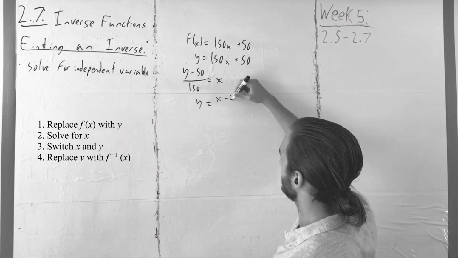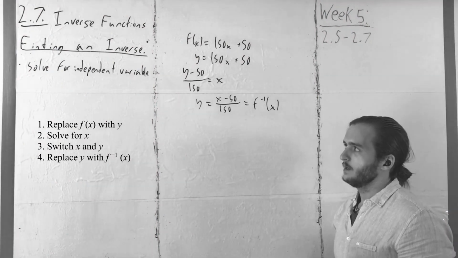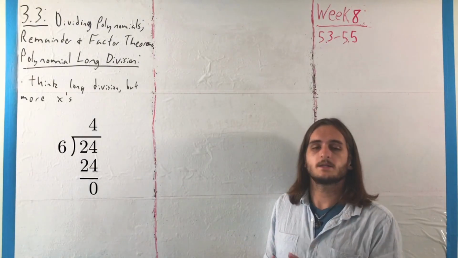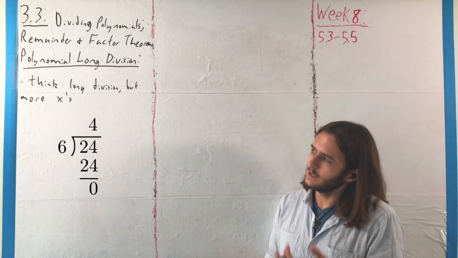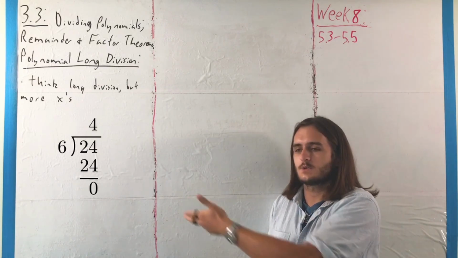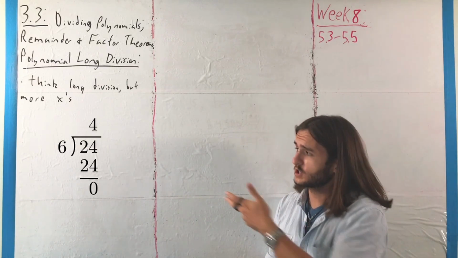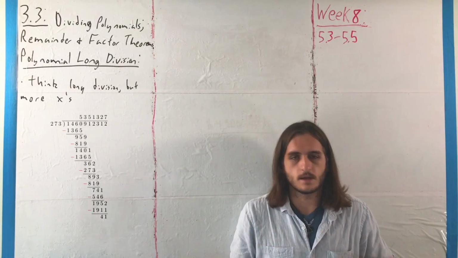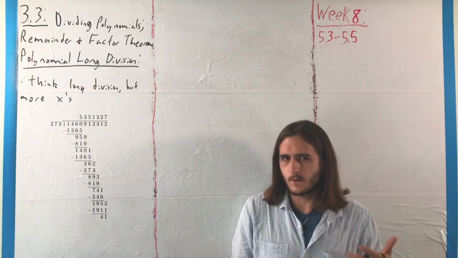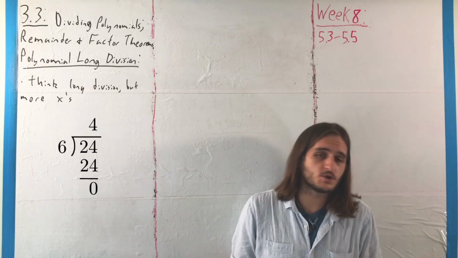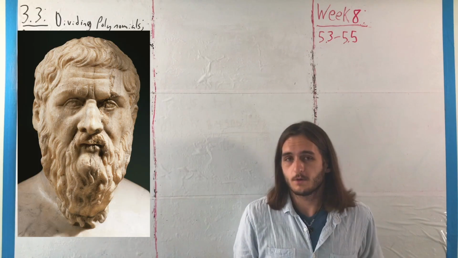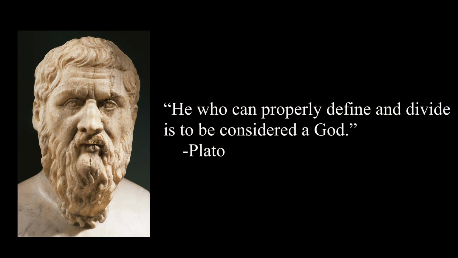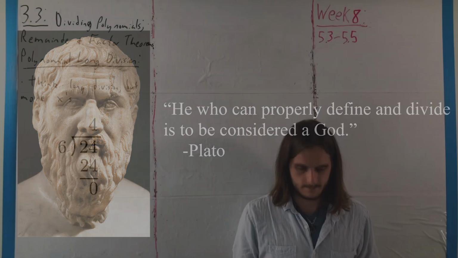And probably this didn't feel so nice when you were in elementary school, and it might still make you a little bit nervous looking at it now, but it's really not so bad. At least this one isn't. Maybe you get things with remainders, maybe you have much nastier numbers to deal with, but it is somewhat manageable, maybe not always easy. Because I guess if division was always easy, then Plato wouldn't have said, "He who can properly define and divide is to be considered a god."